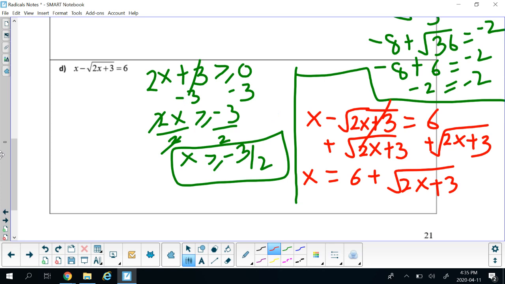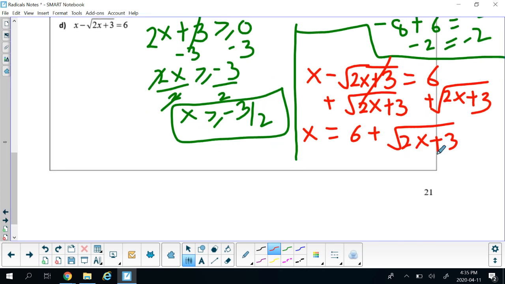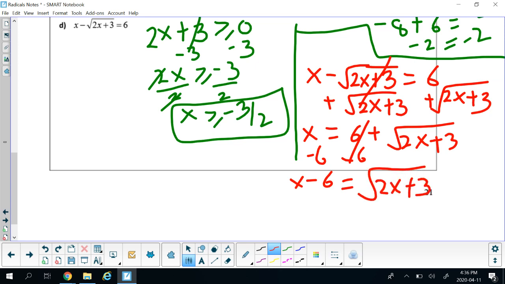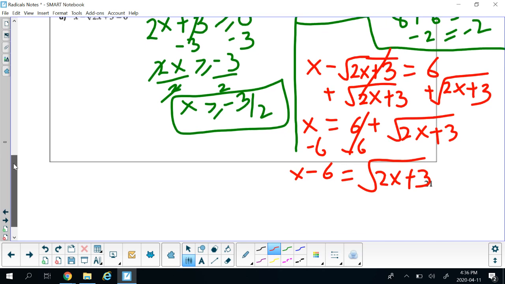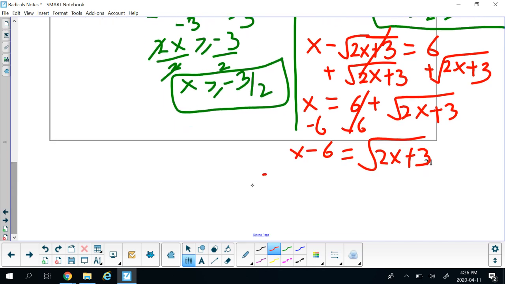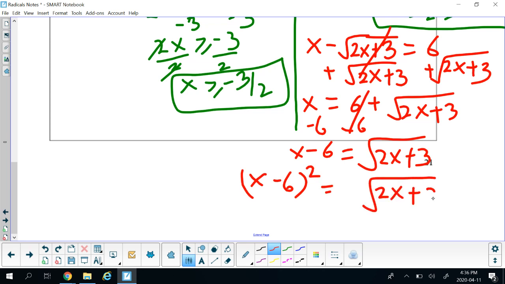So in these type of questions, we always isolate our radical. Okay, so we still have 6 with our radical. So I'm gonna eliminate the 6 from here by using opposite operation method. So I'm gonna subtract 6 on both sides. So I will get x minus 6 equal to square root of 2x plus 3. So now I'm gonna square on both sides. So squaring on both sides will give us x minus 6 whole square equal to 2x plus 3 whole square.